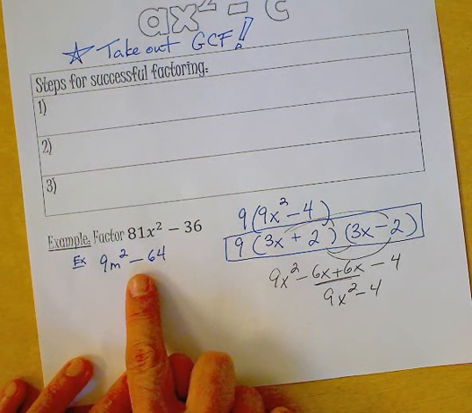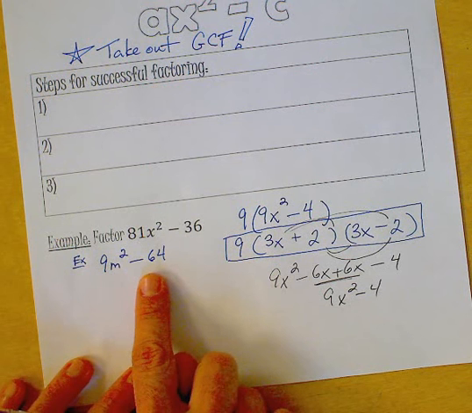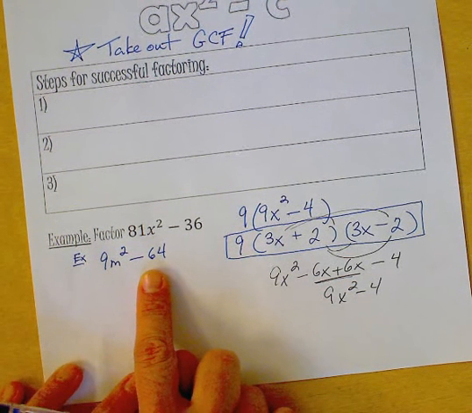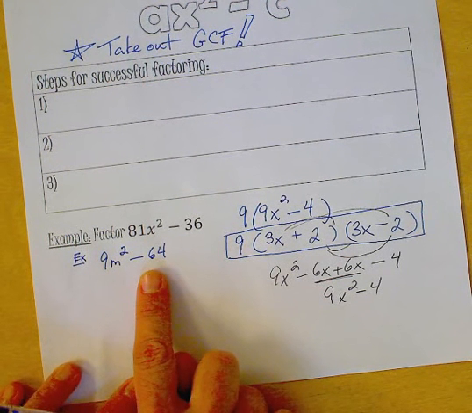Well, you might say 9, but try dividing that into 64, and it's not going to go evenly. You can't have decimals here, by the way. That means you can't factor it, and that won't happen today. Everything is factorable today. So there's no GCF. Okay, let's go to the answer.